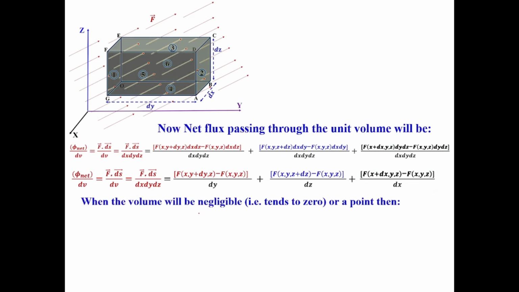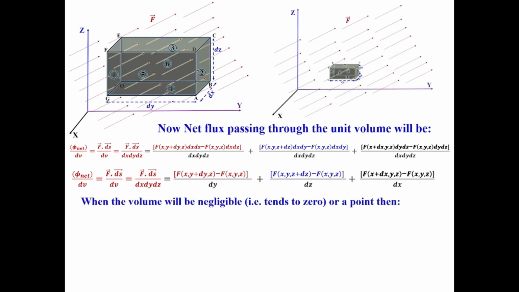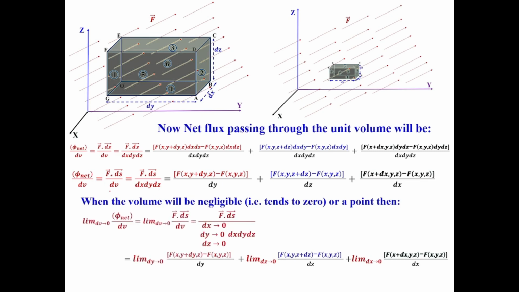when the volume we are going to consider is very negligible, if this volume is reduced to very small, tends to zero, we can consider it a point. That means here dx tends to zero, dy tends to zero, dz also tends to zero, right? So if we consider the limit dv, the volume, tends to zero, for phi net by dv, or limit dv tends to zero, f dot ds by dv, or f dot ds by dx dy dz. So if dv tends to zero, that means dx, dy and dz all tend to zero.